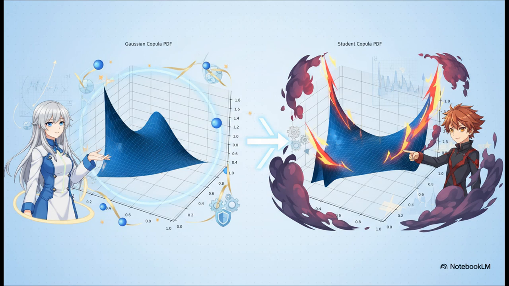Okay, so look at these two. On the left, you've got your standard Gaussian copula. Pretty symmetrical, well-behaved. But now, look at the one on the right, the Student's t copula. See how the corners are yanked up into these sharp peaks? That is tail dependence. It's a visual sign that there's a much higher chance that both variables will experience extreme highs or extreme lows at the exact same time. And for managing risk, that is everything.